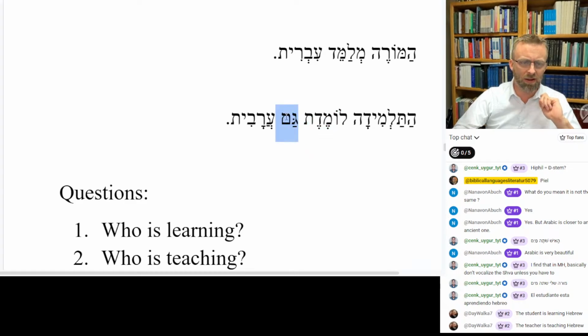Hatalmidah lomedet gam ivrit. Okay, and a lot of times we could say, the gam can move around, but sometimes we can end the sentence with gamken. Gamken. The student, I would usually move that there. Hatalmidah gam lomedet ivrit, or hatalmidah lomedet ivrit gamken. Gamken is another way we can say that.